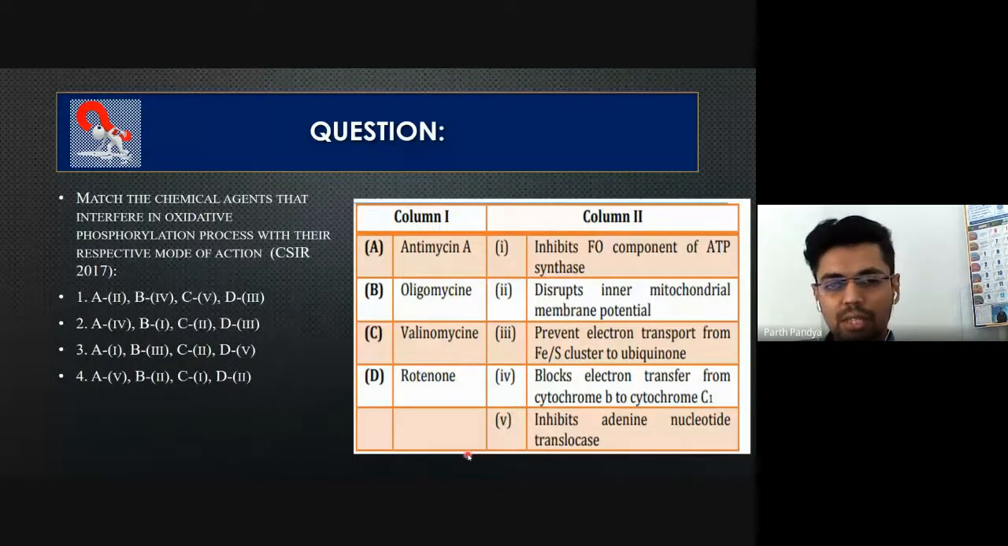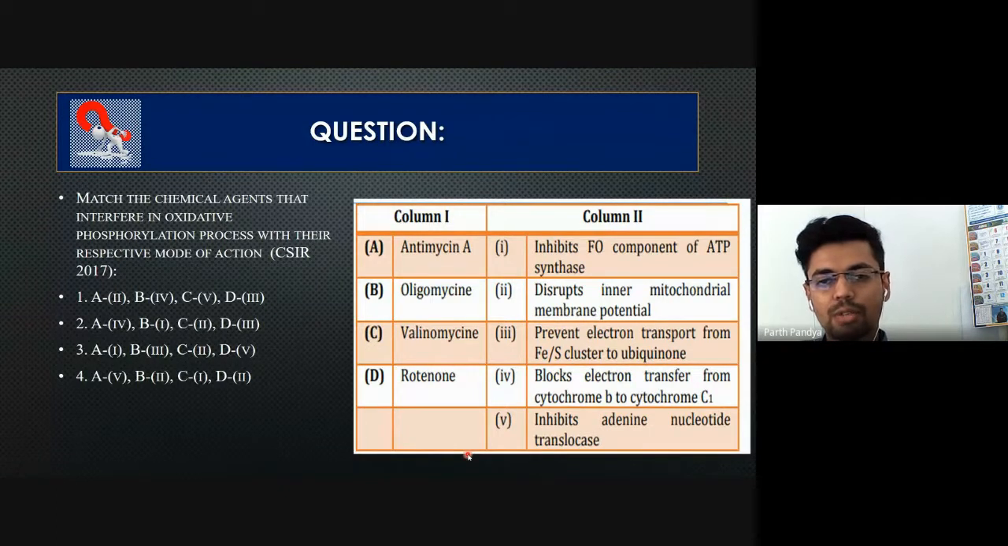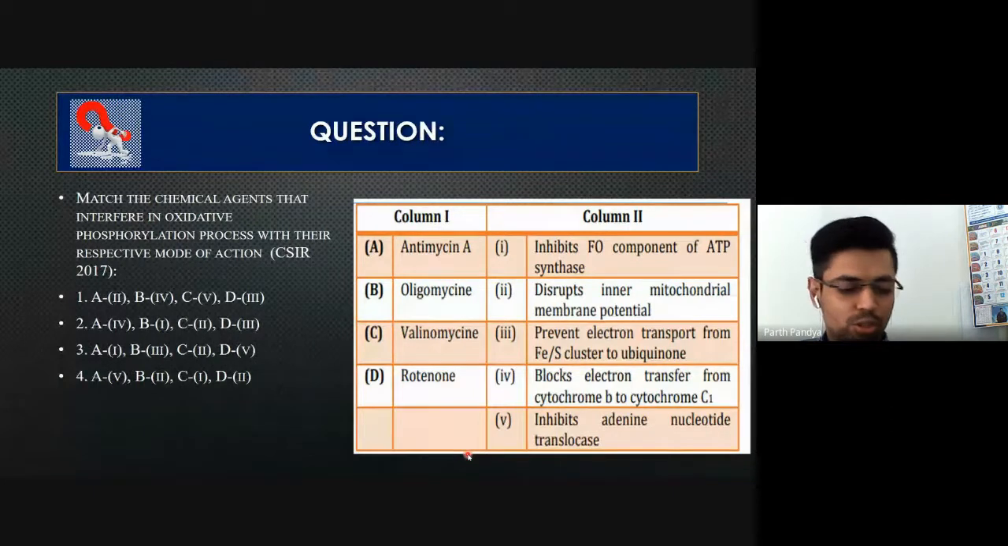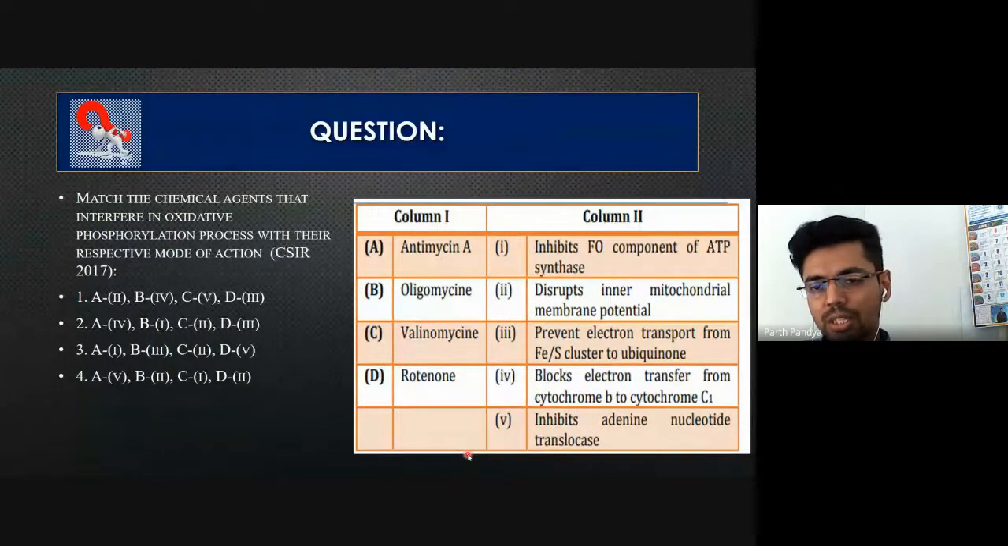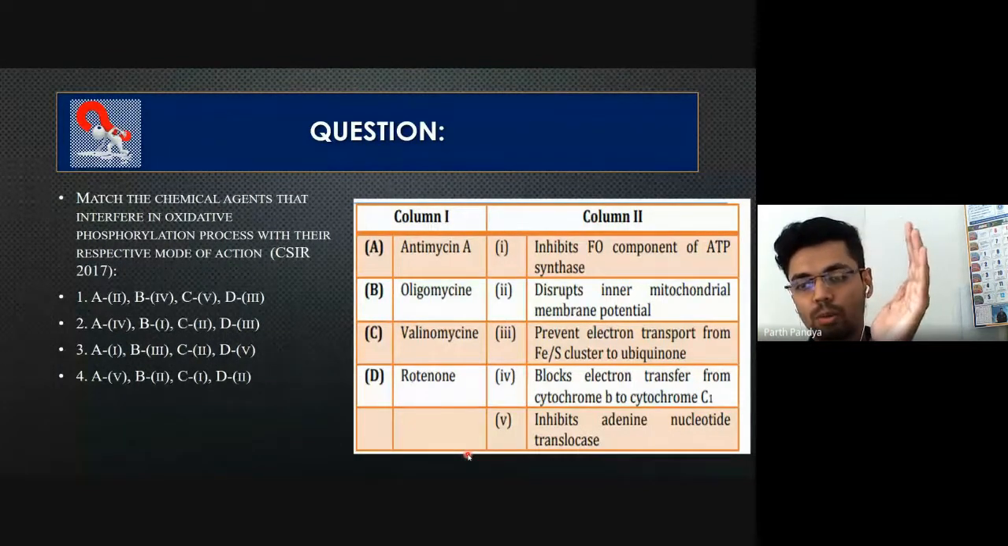So with respect to that, we have one question where the question says to match the chemical agents that interfere in the oxidative phosphorylation process with their respective mode of action. Okay, so this was asked in CSIR 2017, and it basically has 4 blockers. Okay, so inhibitors are there and 5 options are there. So in CSIR NET, this is one of the common things where you have 4 in column 1 and 5 or 6 in column 2.